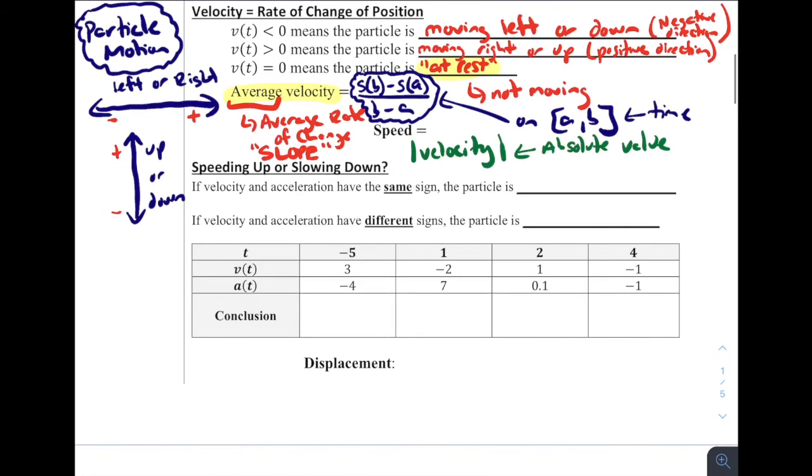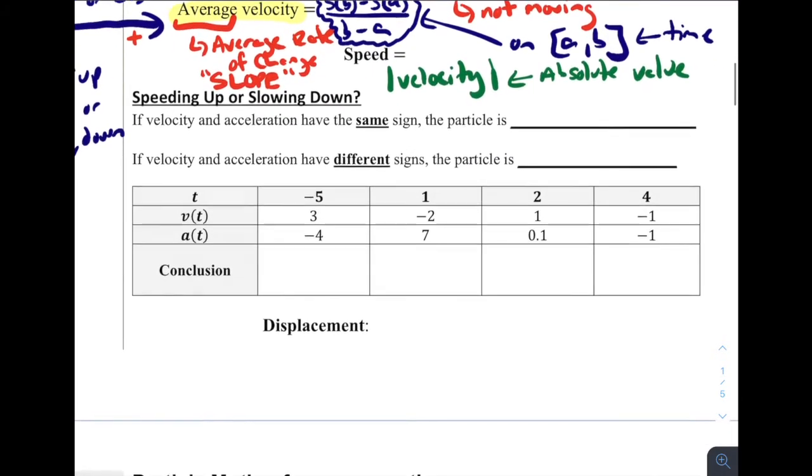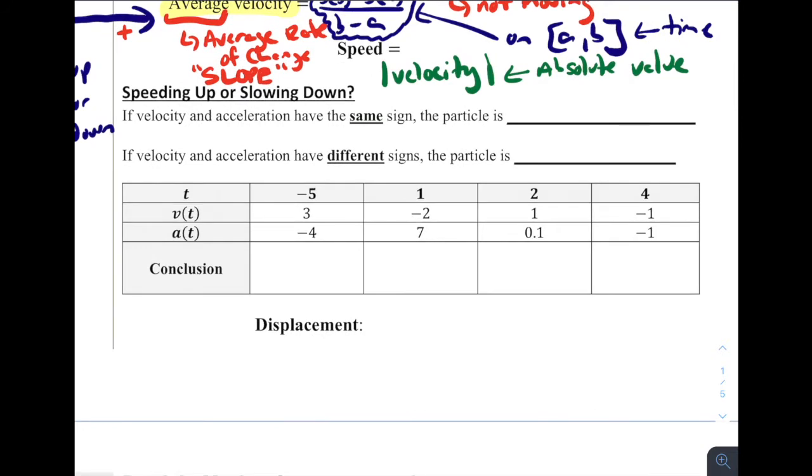A common question that comes up in these types of problems on the AP exam and in our practice is going to be, is the object or the particle speeding up or slowing down? Now, there's an easy way to tell if you have the velocity and the acceleration. If the velocity and the acceleration have the same sign, then we say that the particle is speeding up. If the velocity and acceleration have different signs, then the particle is slowing down.